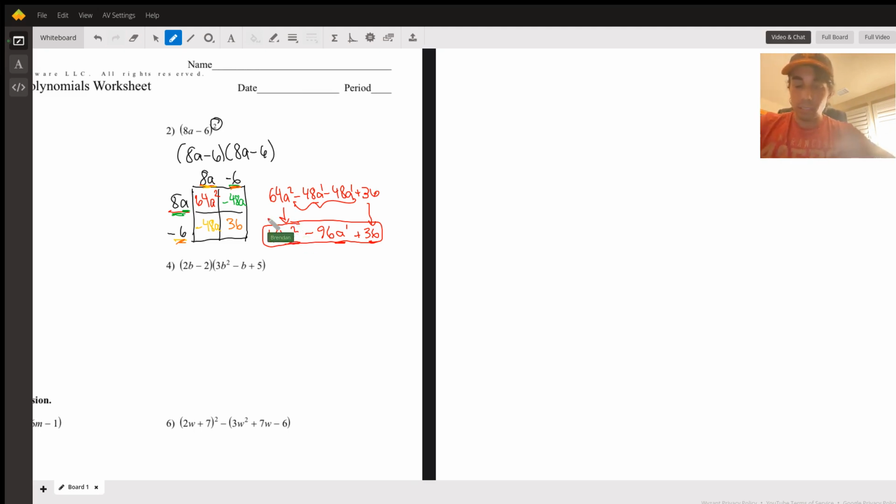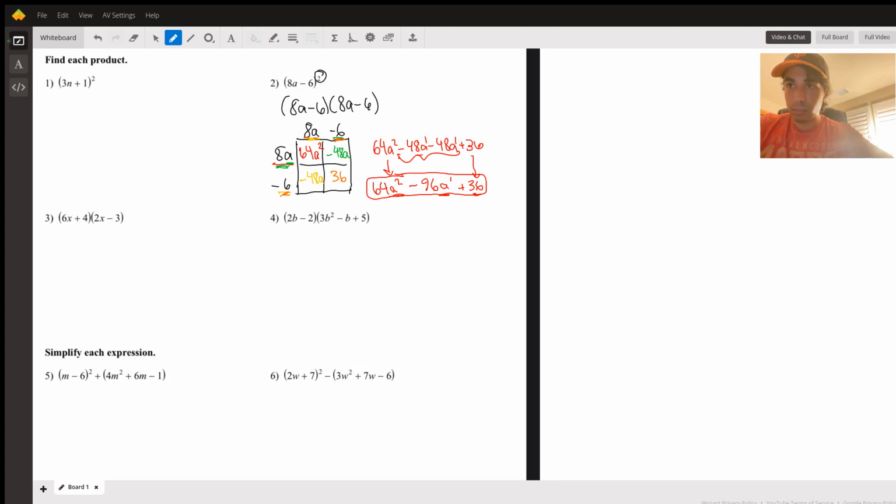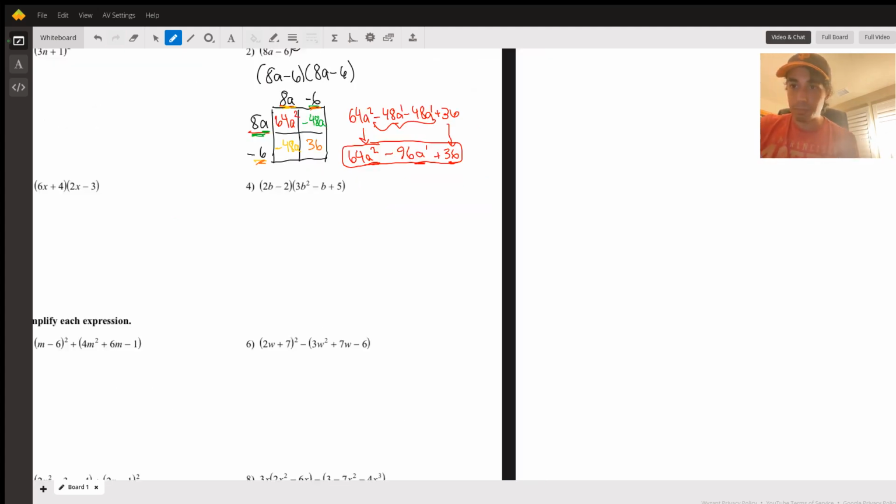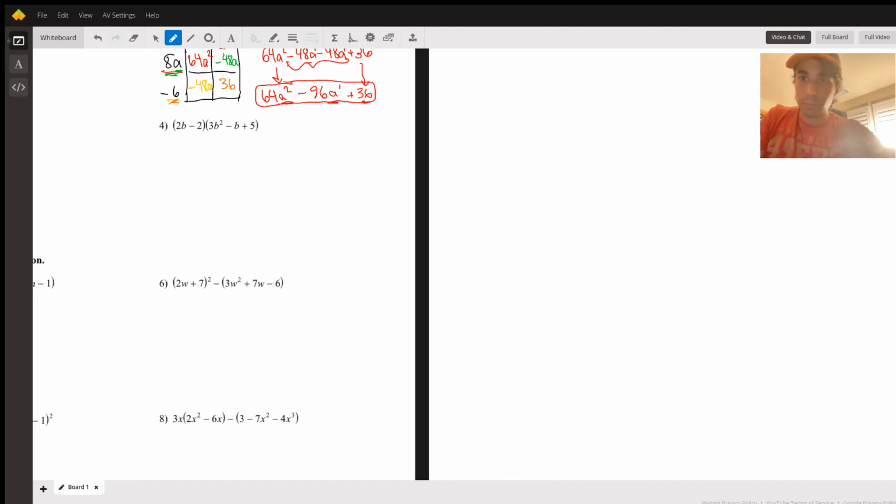All right. Let's check another one. Okay, so number 1 and number 3, pretty similar idea to what we just did. So let's check number 4. So this one, we've got a trinomial, right? There's 3 different terms inside there. We've got the 3b squared, the negative b, and the plus 5.